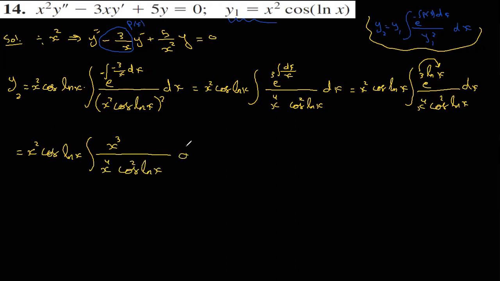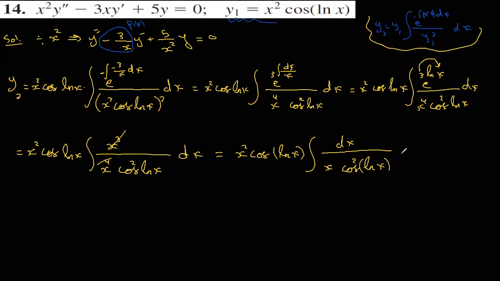My angle now is ln x. I can cancel x cubed with the power 4, so I have the following: the integral of dx, with x cosine squared ln x in the denominator. How do we find this integral now?